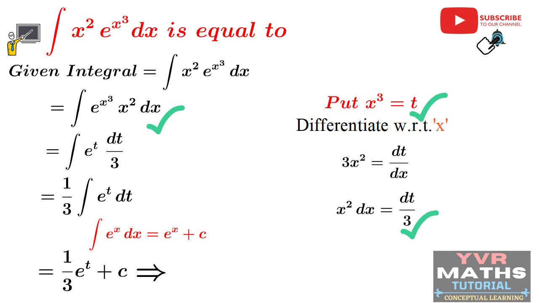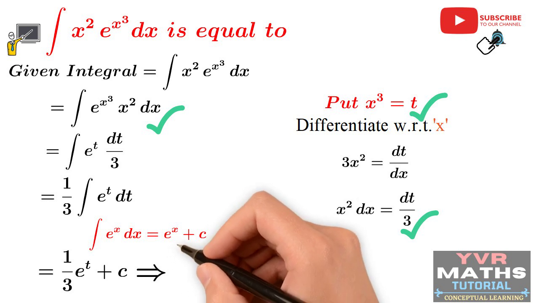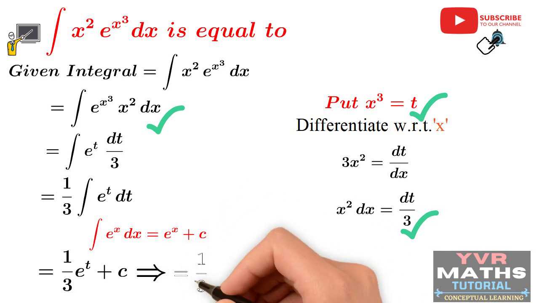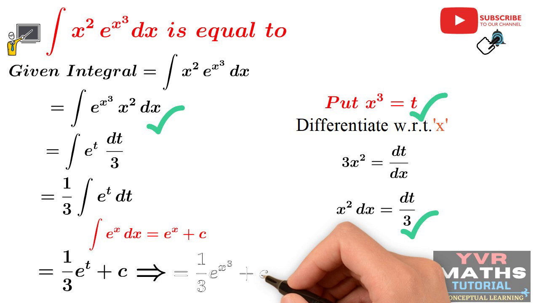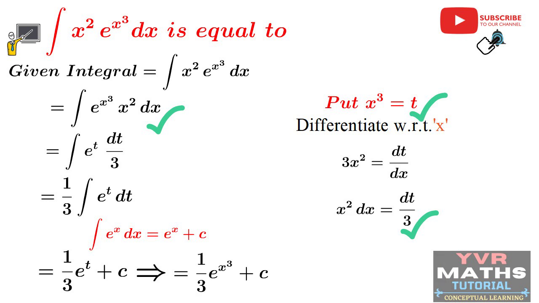t. What is the original variable? x cube. So if we replace this one, then what we will get? See here in the final answer, 1 by 3 into e power x cube plus c. So this is the final answer for the given integral.